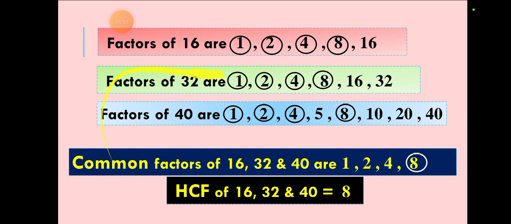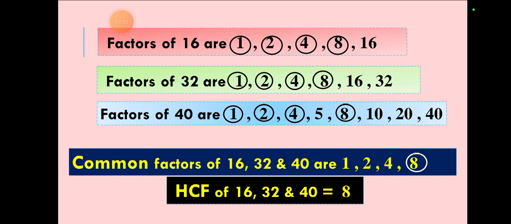Now if you look over here, factors of 16 are 1, 2, 4, 8. Like if now you see the common factors here, 1 is also common, 2 is also common, 4 is also common in all of them, and 8 is also common in all of them. 16 is common in 2, but in the third we have no 16. Okay, so that's why only these 4 are common. So the common factors of 16, 32 and 40 are 1, 2, 4 and 8.